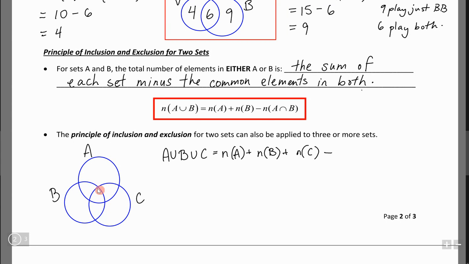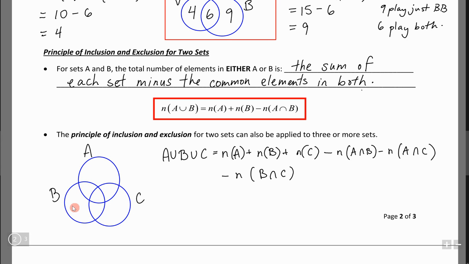Okay, so you have to subtract the number of elements in the intersection of A and B, subtract the number of elements in the intersection of A and C, and you have to subtract the number of elements in the intersection of B and C. But don't forget, every time you're subtracting A and B, you're subtracting this portion right here, so you're subtracting the middle.